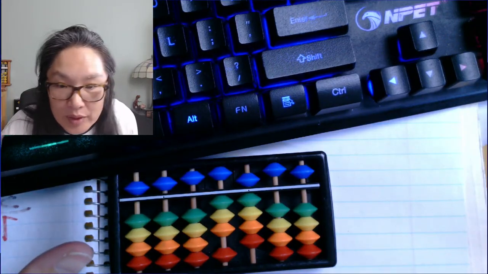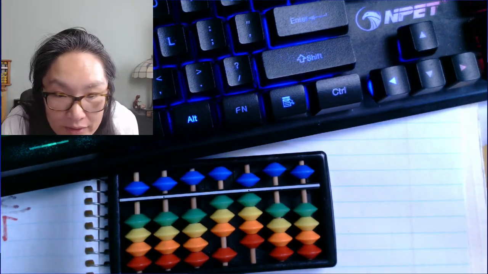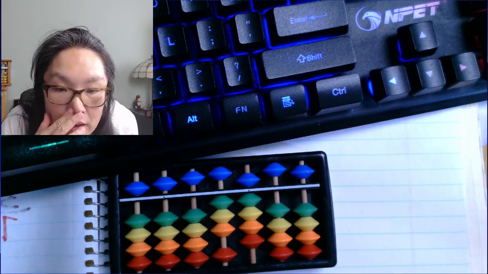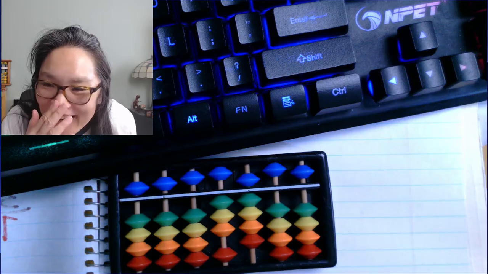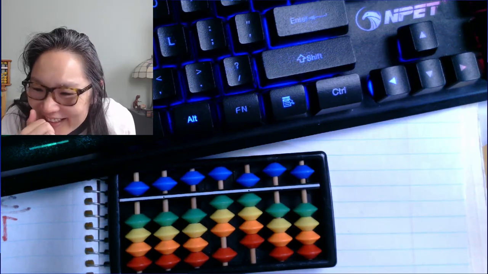So here is a bead recognition. I found your account yesterday and I bought an abacus and it will be coming. I found my account yesterday? Now I've bought an abacus and I will be coming tomorrow. Good. That's funny.